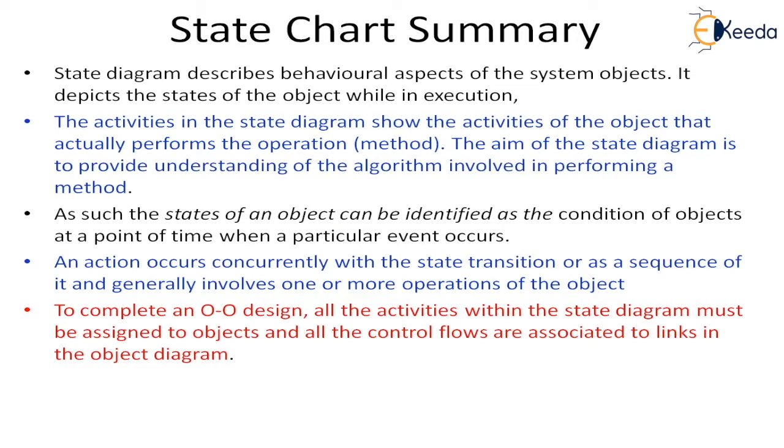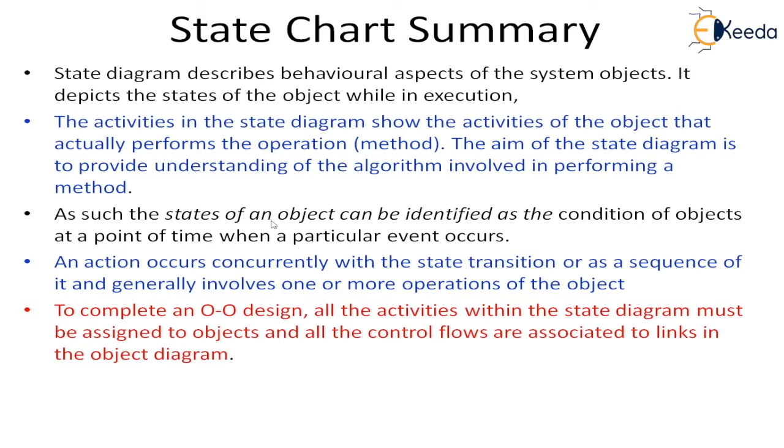So to summarize the state chart diagram, it describes the behavioral aspect of the system objects when it is in execution. Activities in the state diagram show the activity of the object that is actually performed in the operation. The aim of the state diagram is to provide an understanding of the algorithm involved in performing the method. So when it is in a particular state, what is the operation it is doing, or what is the algorithm, what are the tasks it is doing.